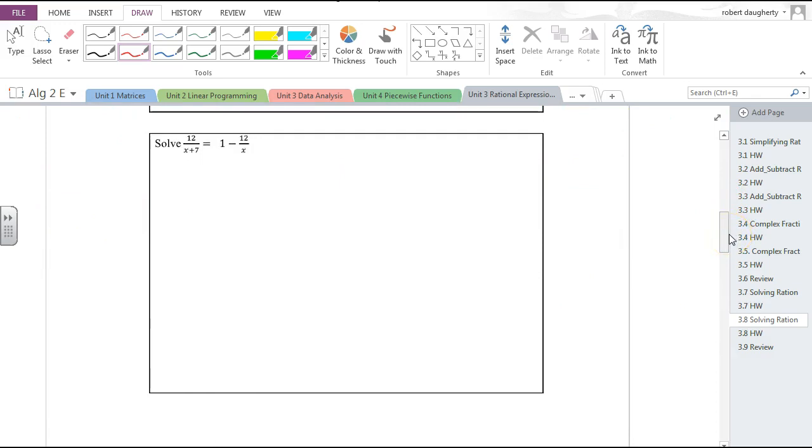So in this one, what's the common denominator? x times x plus 7, right? Are there any of them that can be combined right now? They each have different denominators, so the answer to that is no. So I need to multiply everything by x plus 7. So I'm going to multiply this whole equation by the common denominator.